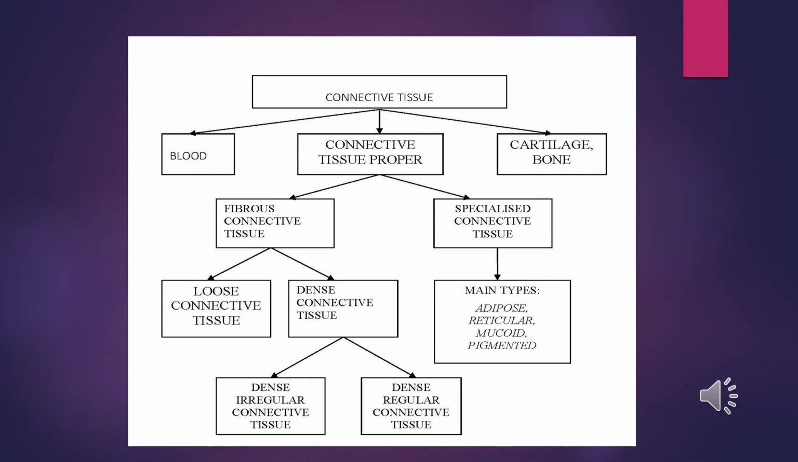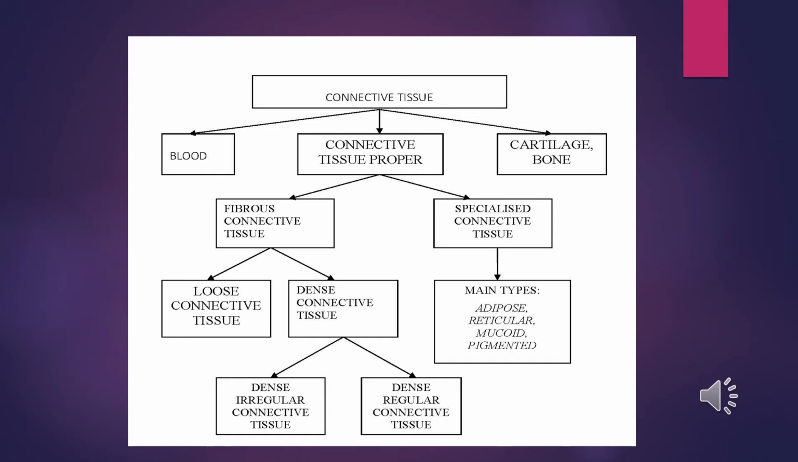Connective tissue proper is subdivided into two main groups: fibrous connective tissues and specialized connective tissue. Fibrous connective tissue has two subtypes, loose connective tissue and dense connective tissue. Dense connective tissue is divided into dense irregular and dense regular.